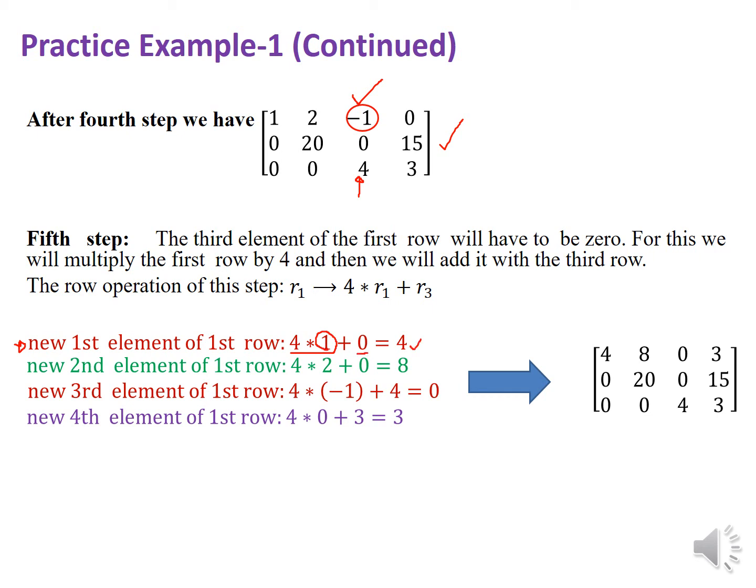New second element will be 4 into second element of first row, which is 2, plus second element of third row, which is 0. So we will get 8. New third element will be 4 into third element of first row, which is negative 1, plus third element of third row, which is 4. After that we will get 0. New fourth element will be 4 into fourth element of first row, which is 0, plus fourth element of third row, which is 3. So in total we will get 3. So the new first row will be 4, 8, 0 and 3.